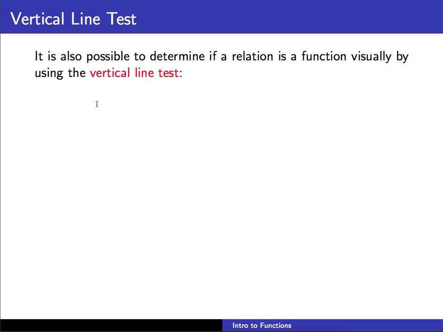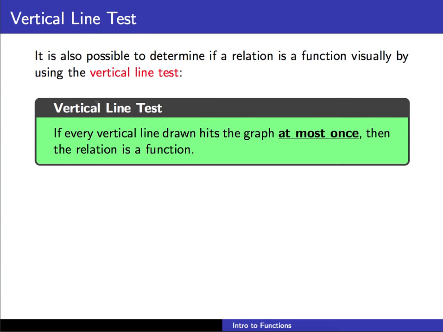Visually, to determine whether or not a relation is a function, we have what's known as the vertical line test. If we draw a vertical line through the graph of our relation, and each vertical line hits the graph at most only one time, then the relation is a function. So if each x coordinate gets only one y coordinate, then any vertical line we draw is going to hit the graph at most only once. It might hit it only once or it might miss it completely. But if we had one vertical line that hit it more than once, it would not be a function.